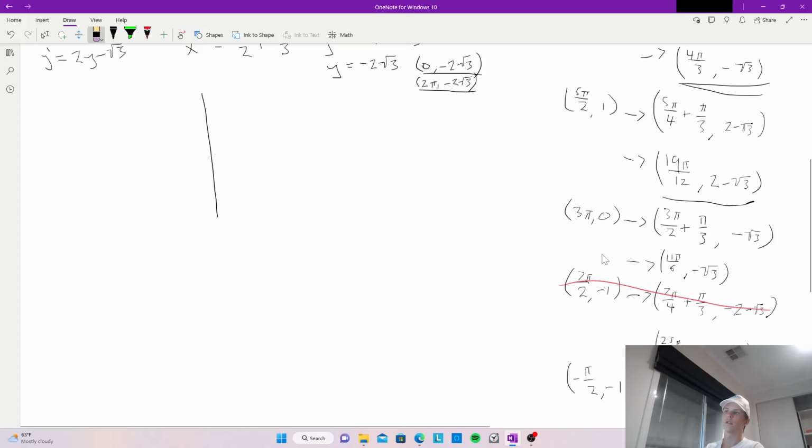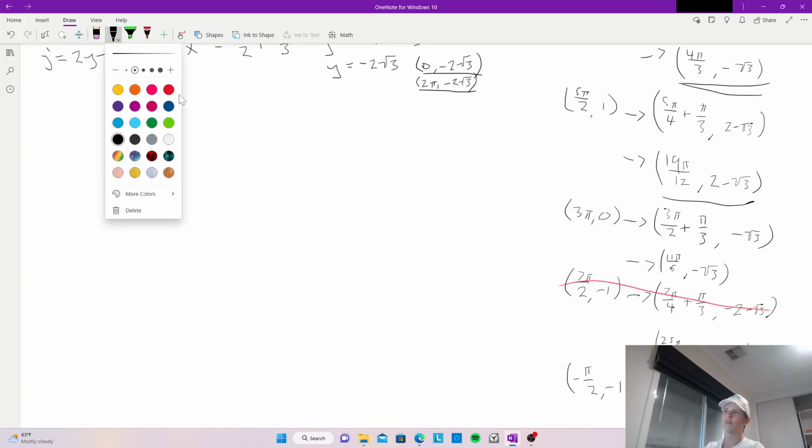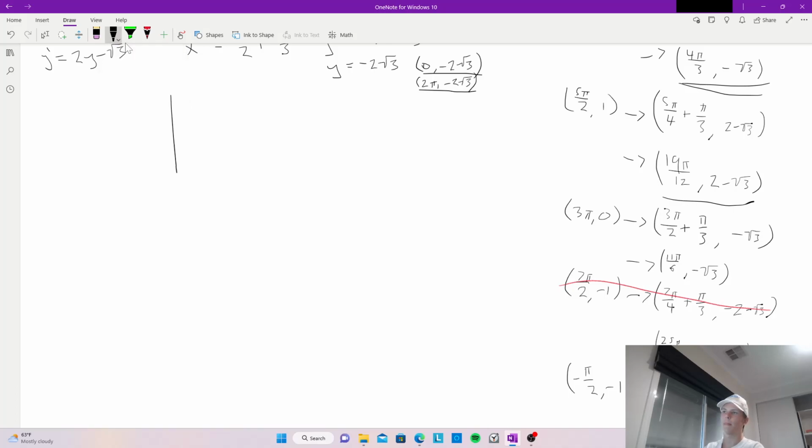Is it not the straightest line I've drawn? Oh no, there's that. I'm just going to have one more attempt and I'm just going to have to sit with it. That looks like that's our straight line.